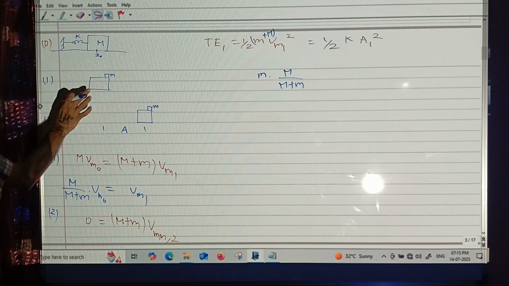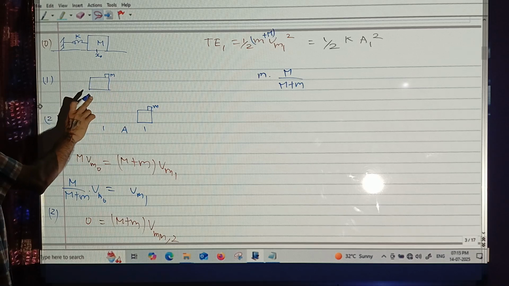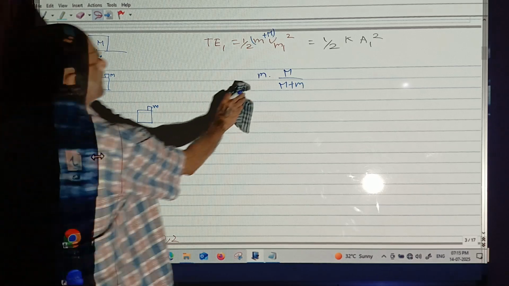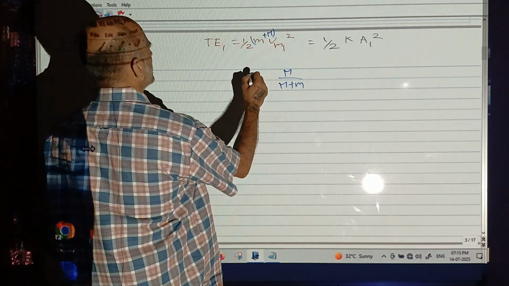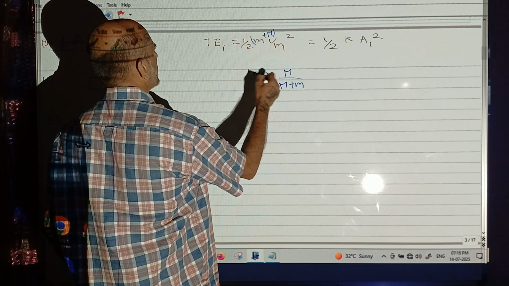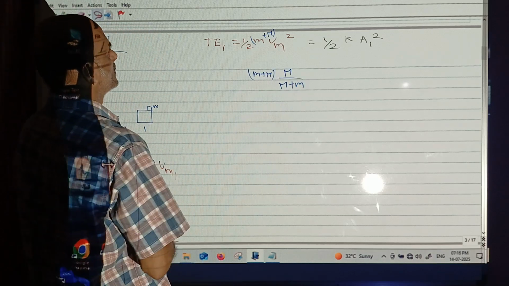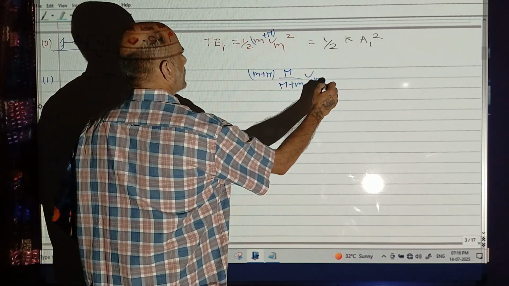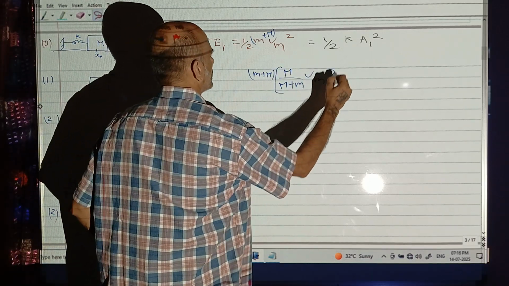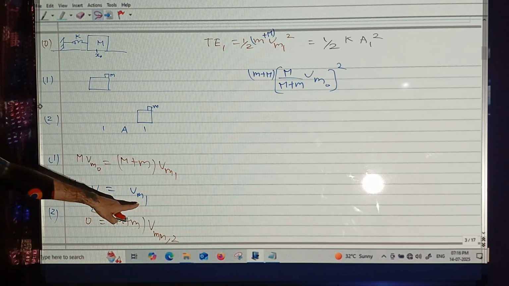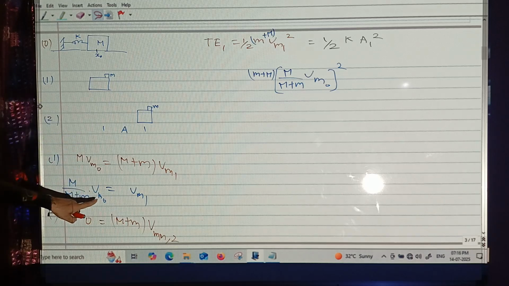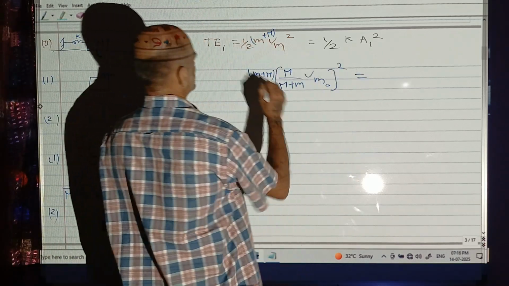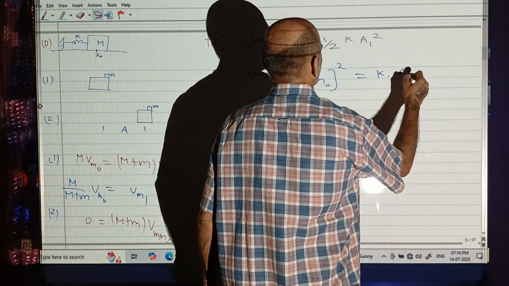In the first case the total mass which is oscillating is M plus m, so the momentum of the system is the total mass into that velocity. So this will be Vm square, so this will be this square. Vm naught. Vm in the first case is reduced by a factor, M by M plus m into Vm naught. That's equal to, half cancelled, just k into A1 square.